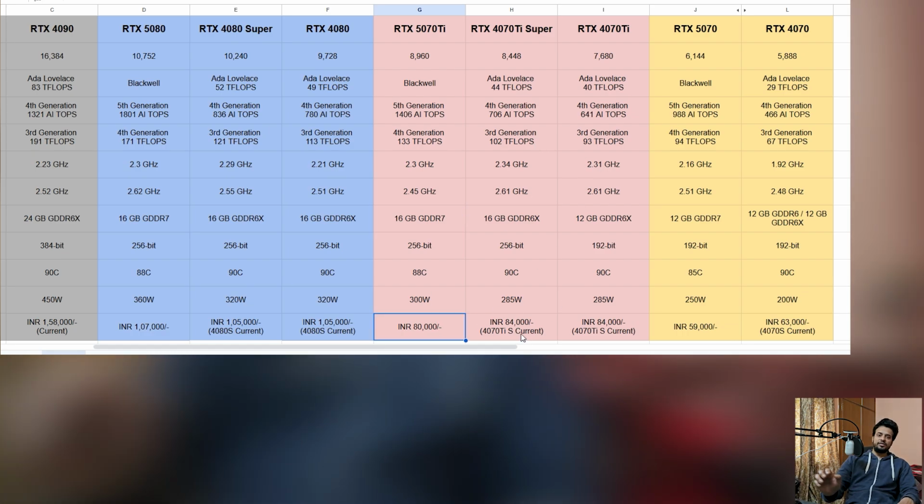Now, the 4070 Ti Super reference price on NVIDIA's website is 84,000 and the 5070 Ti is 80,000. Now, if the market sticks to these prices, the 5070 Ti looks all right. But with the partner cards, the 5070 Ti is going to be probably more expensive than 80,000, and the 4070 Ti Super might come down in price. So again, when you take this data back to the benchmark charts, let me just show you here, the 5070 Ti.